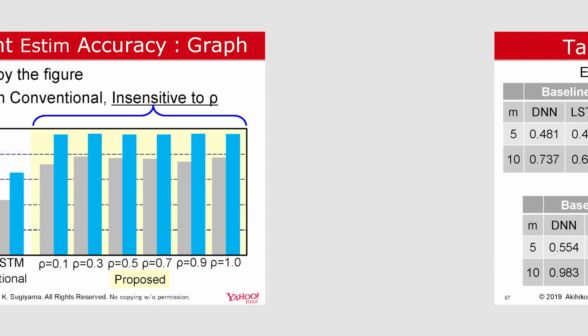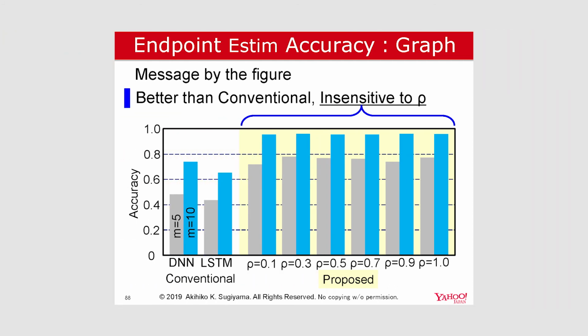All right, the first point. Now, what is the message? What are the messages by the figure after transforming that table into a graph? So here are two conventional techniques. Here are some bars obtained by the proposed method. The point here, there are two messages. One is that, of course, the proposed method is better than the conventional methods. That's the first message, which can be expressed here in this way.